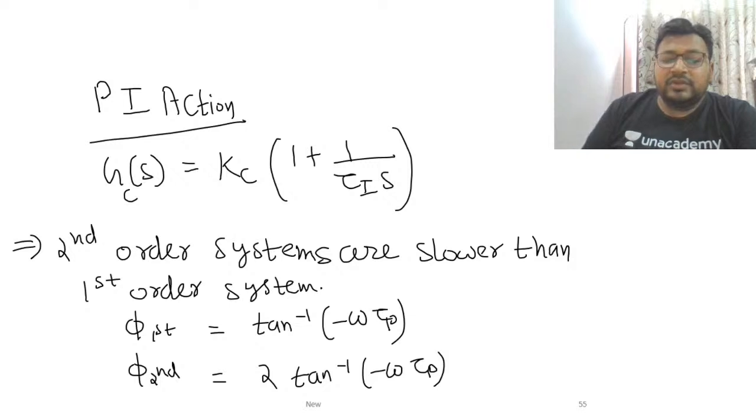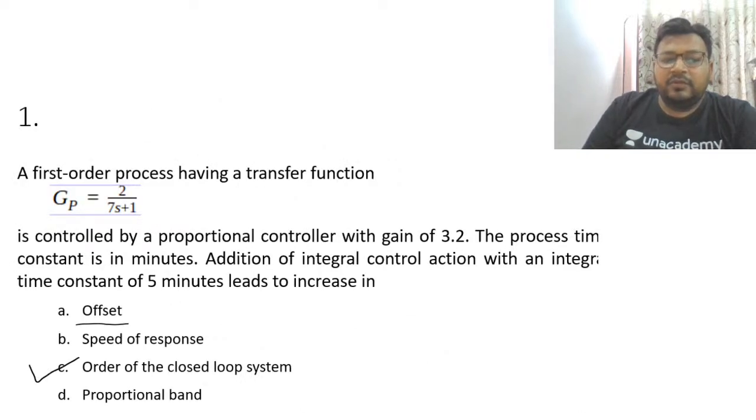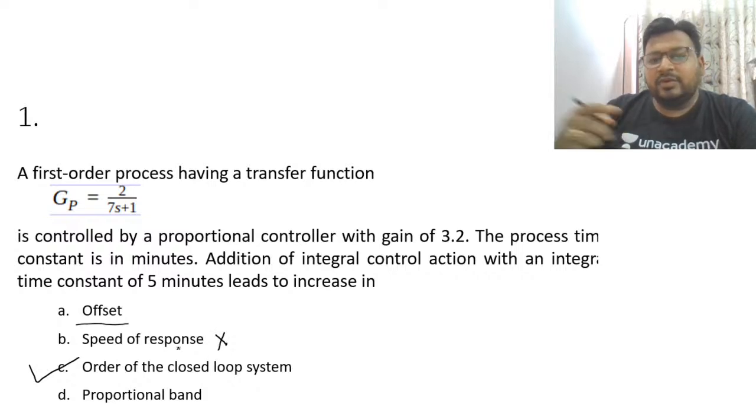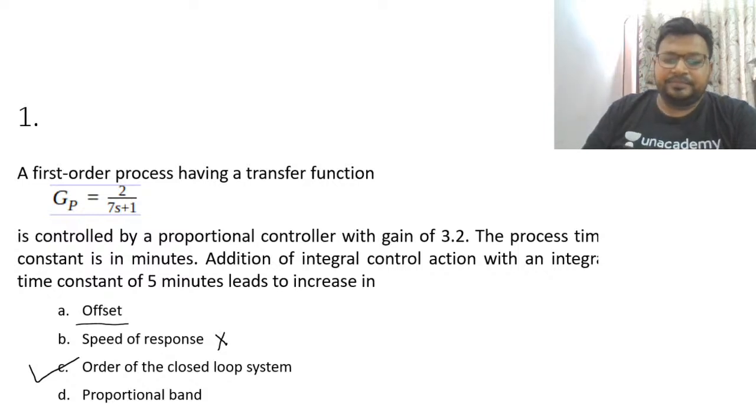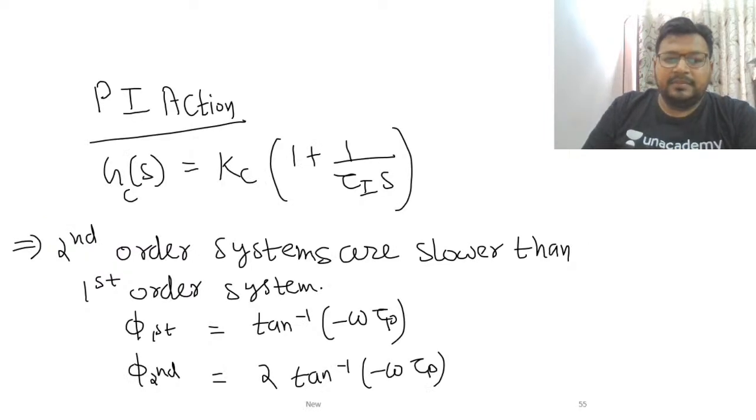So what happens to the speed of response? Speed of response increases or decreases? Obviously decreases. So it cannot be the answer. So as the system order increases, the speed of the response decreases. Okay.